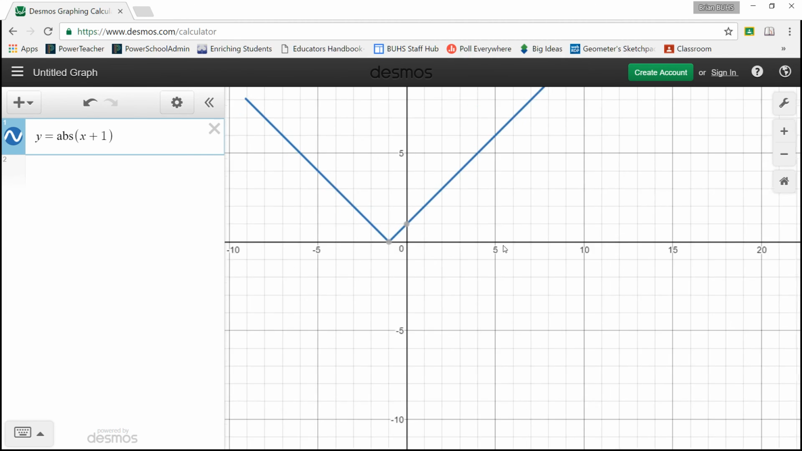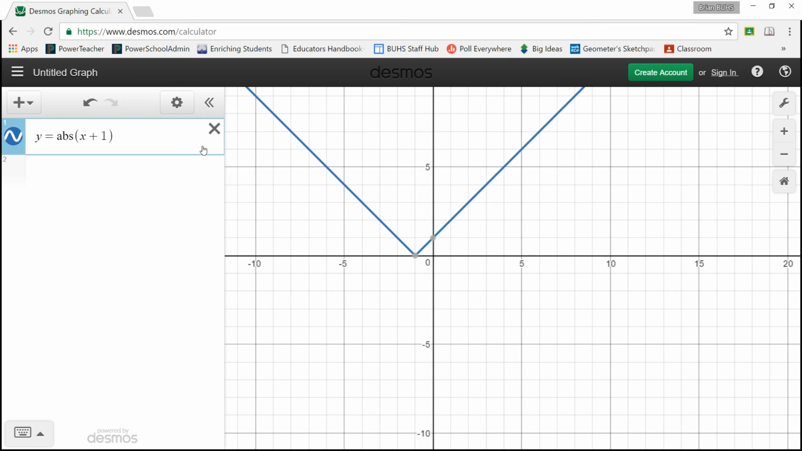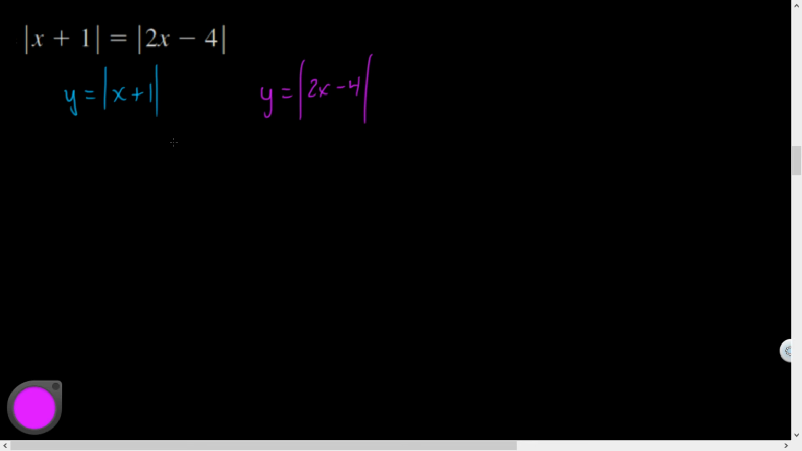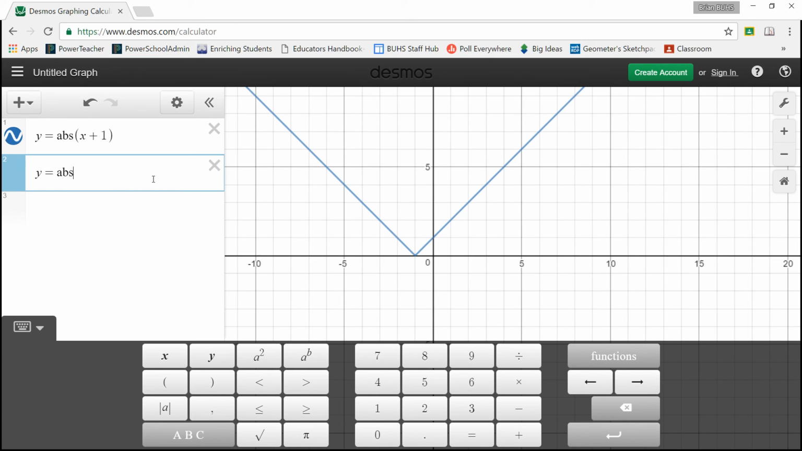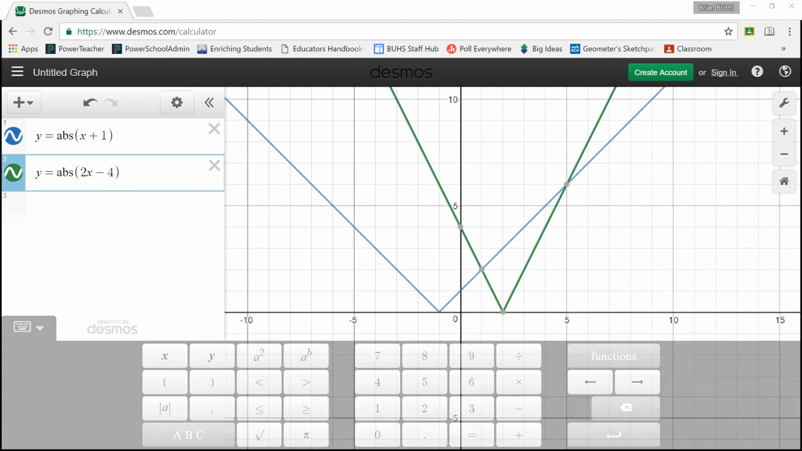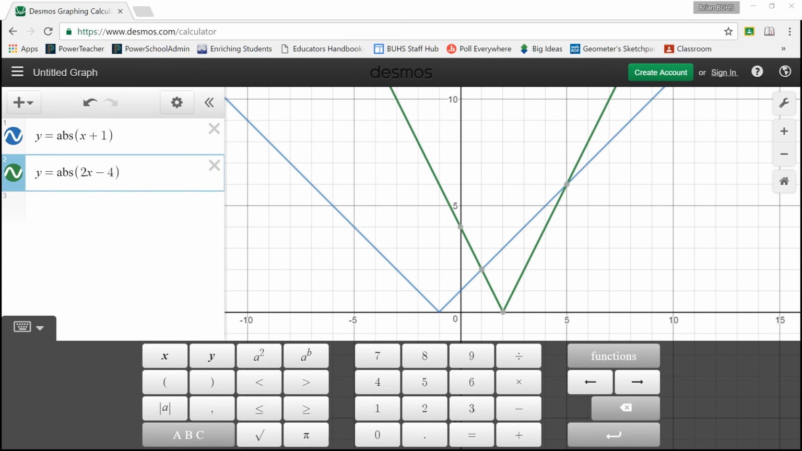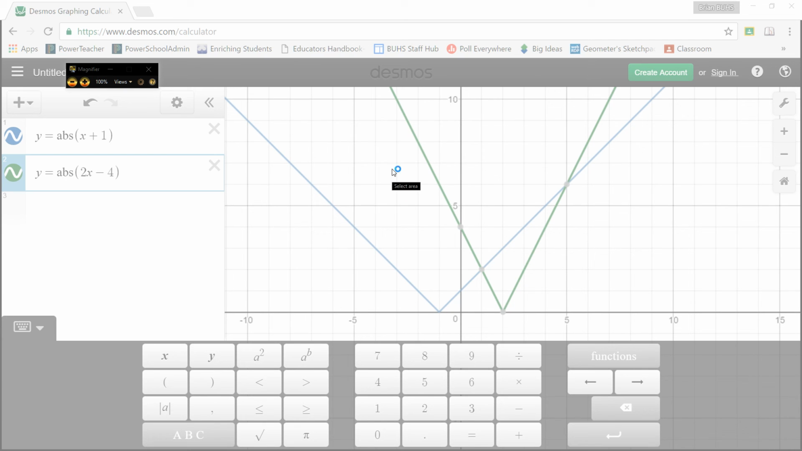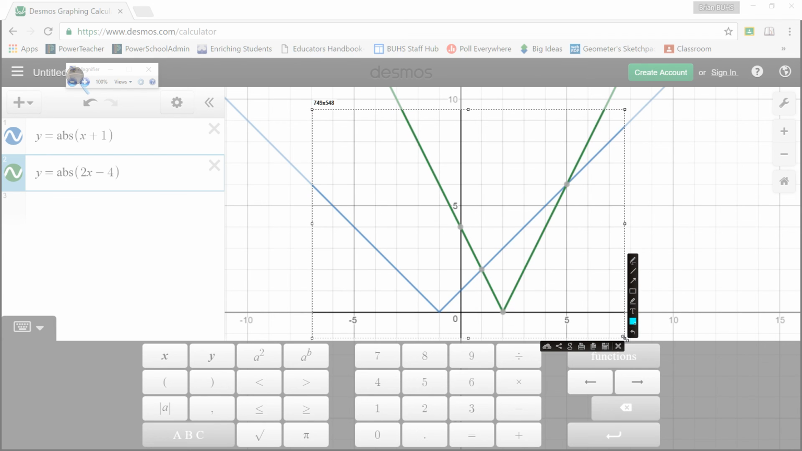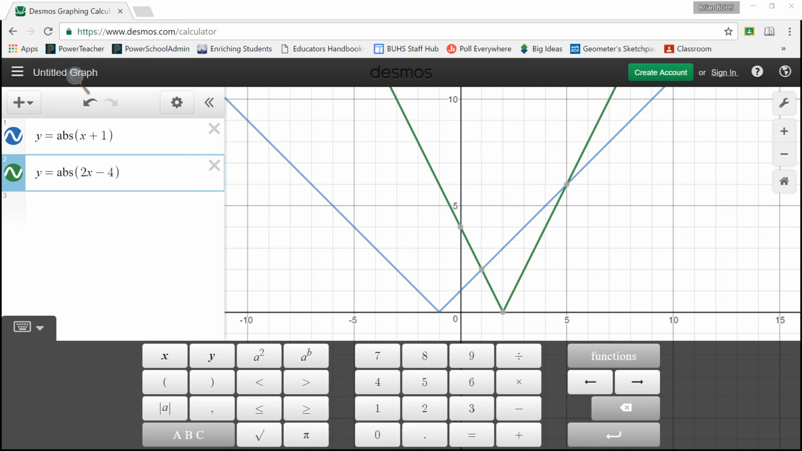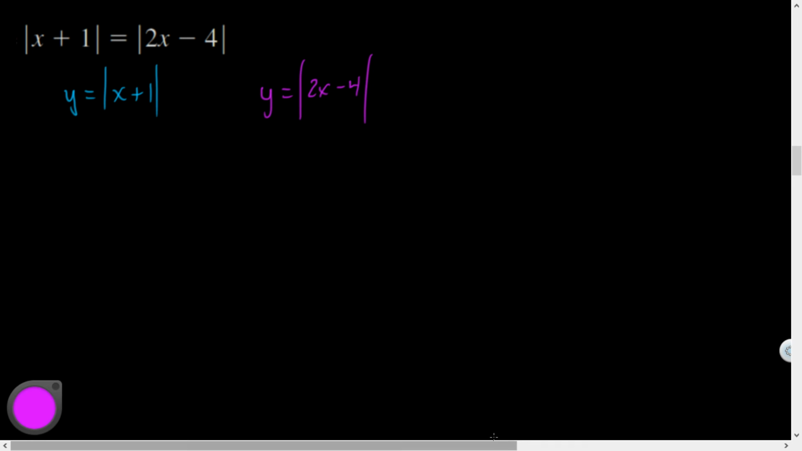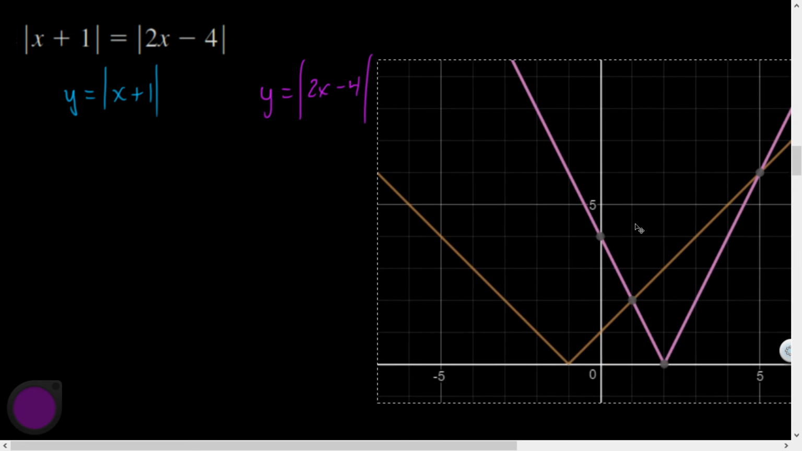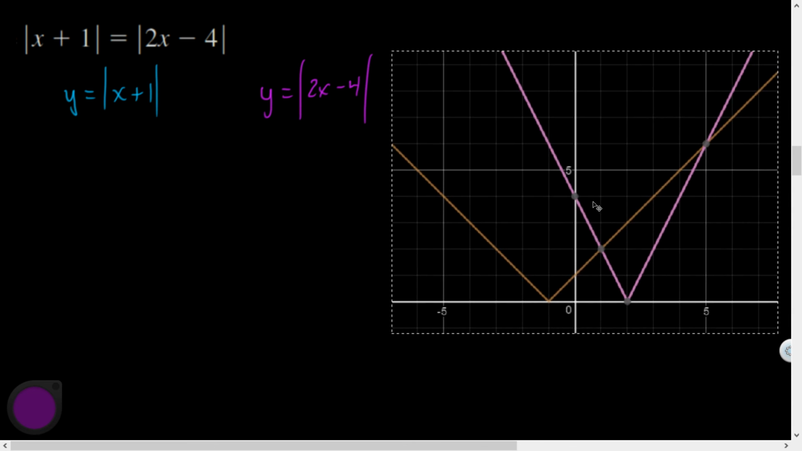So, right, absolute value graphs are a V for value, and that's what that first one would look like. And let's graph this one. Y equals abs, parentheses, 2x minus 4. Like so. And so here are my two graphs. Can I invert colors here? All right. And here we go. So if I graph these, which technically we have graphed before, absolute value.